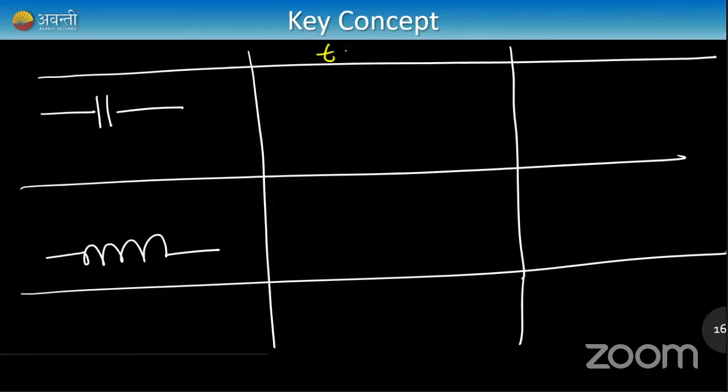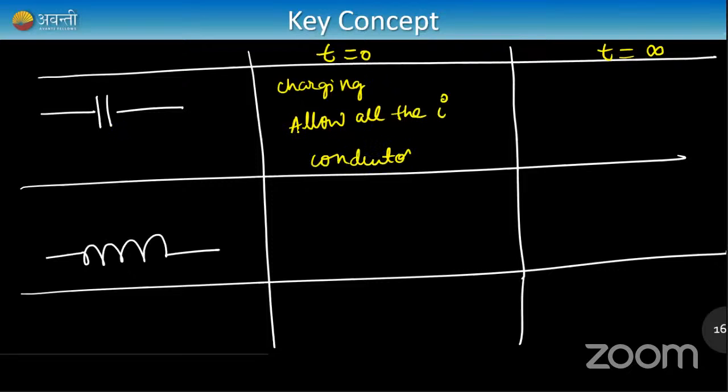At time t is equal to 0 and at time t is equal to infinity. Initially, the capacitor is getting charged, so it will allow all the current, and it behaves as a conductor. So what you can do is remove that capacitor and just write one wire like this. At time t is equal to 0, you can completely remove the capacitor and just write a wire. You can short circuit it. Then you can also solve the problem.